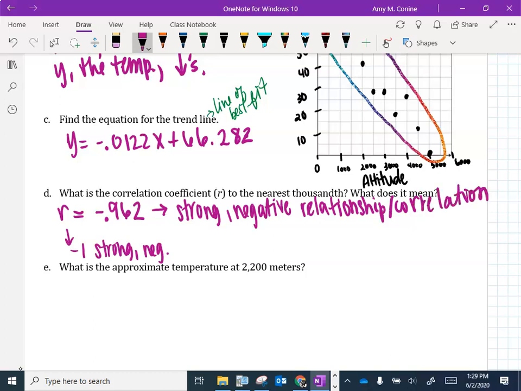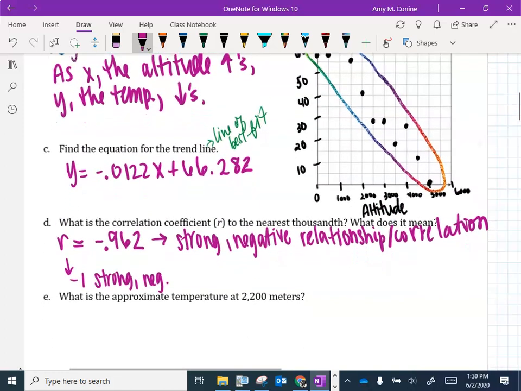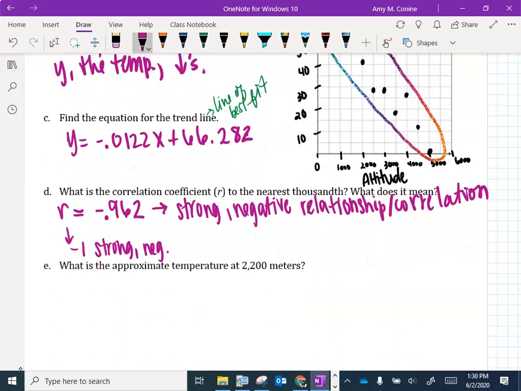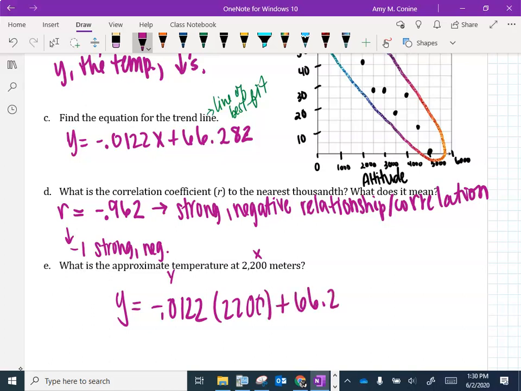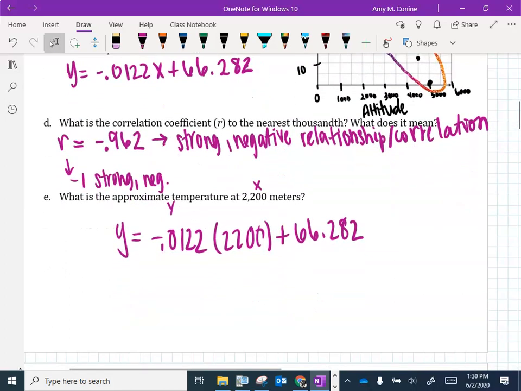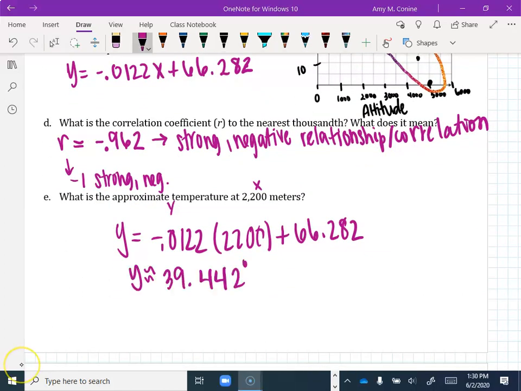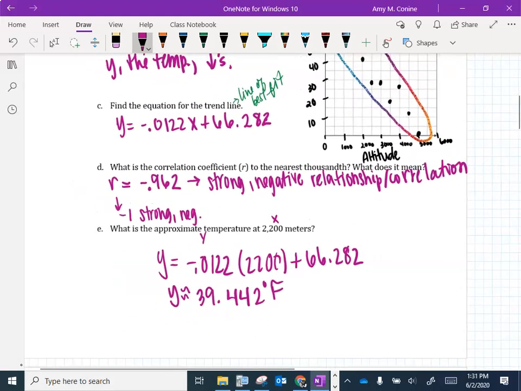All right, so part E, what is the approximate temperature at 2200 meters? So instead of trying to plot that on our graph, we can just take this X value, because it's asking for the temperature, which is the Y value, and plug it in to our equation. So negative 0.0122 times 2200, and then we're going to add 66.282. If we do that math and add it all together, we should get approximately 39.442 degrees, and this is Fahrenheit. Okay, so that's how you would do a problem like this.